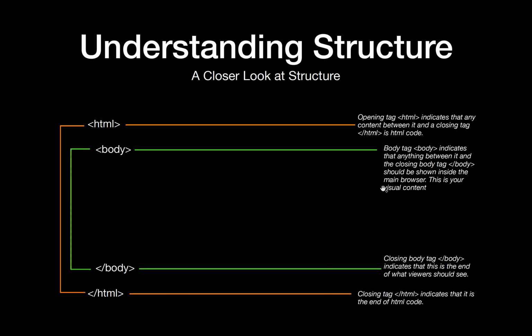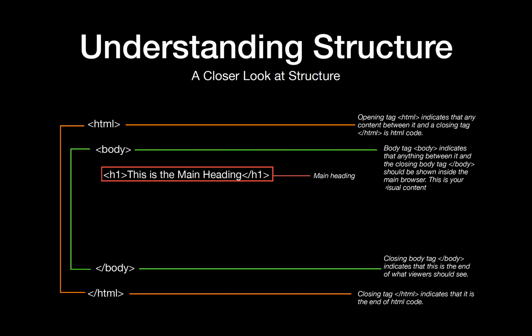Your body tag. So this indicates anything between it. Sorry, I misspoke earlier. In HTML, there might be non-visual information about your HTML document in your orange area, but anything within the green area is going to be your main browser content and your visual content. So anything in your body area, we will see, okay? And again, the closing tag indicates that this is the end of what the viewers will see.